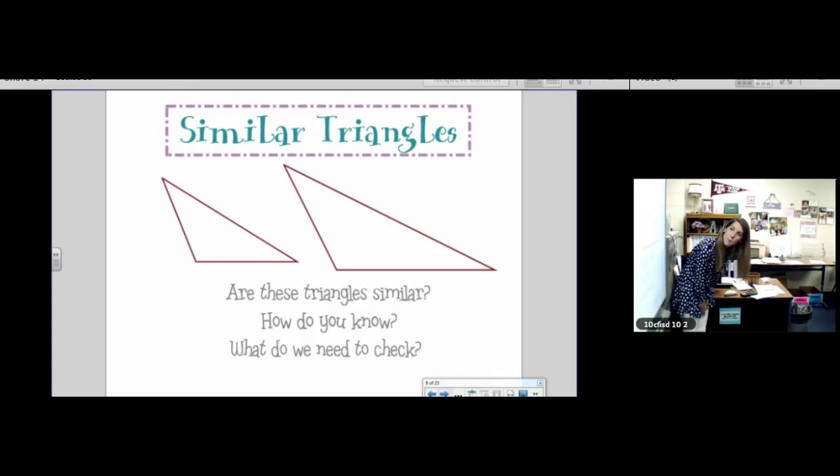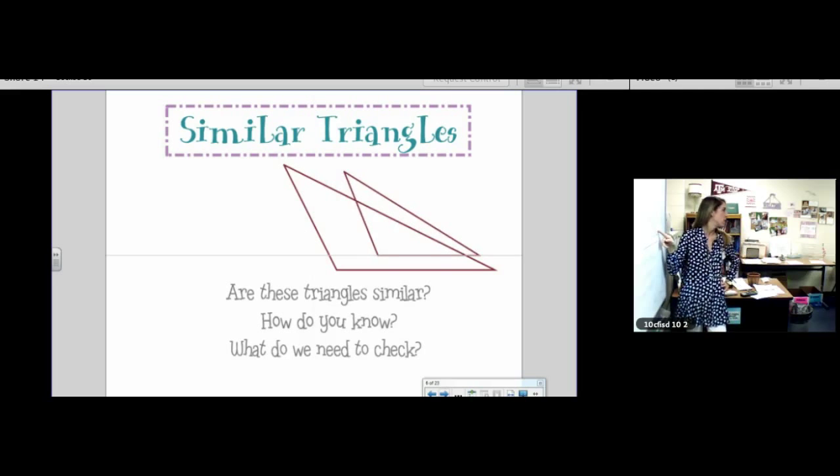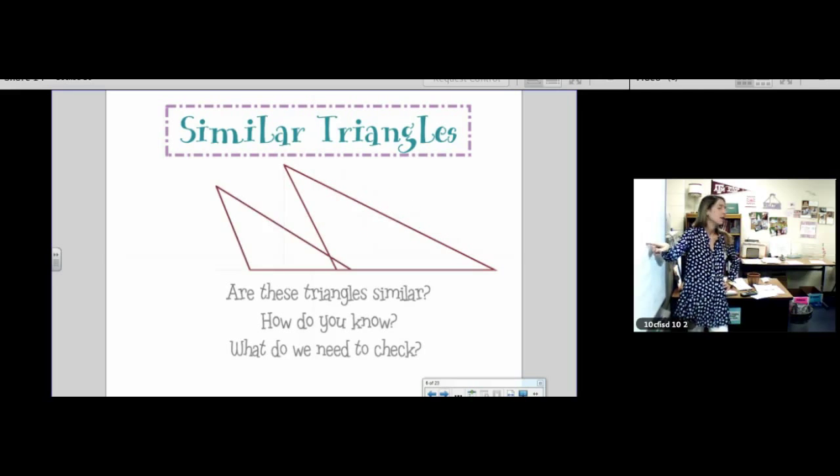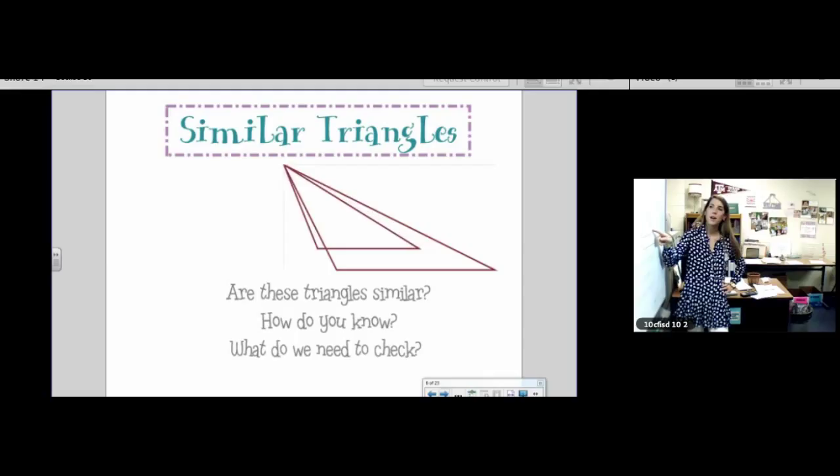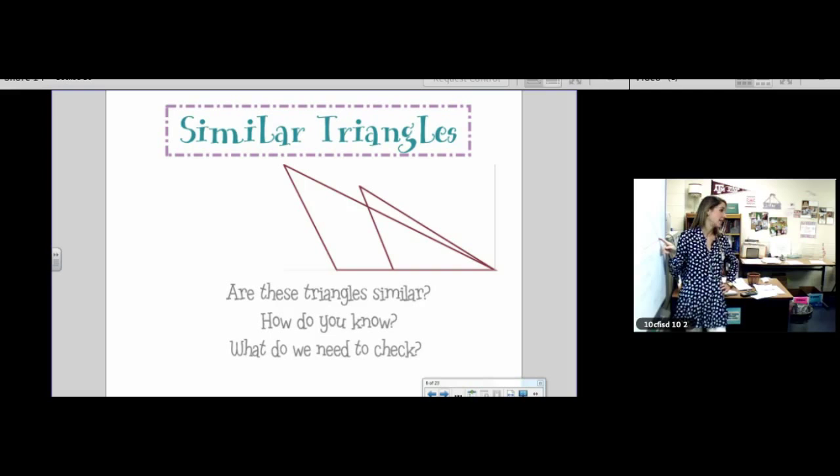All right, similar triangles. Now, are these triangles similar? No. It looks like an enlargement or a reduction. How do we know though? Just like congruent triangles, how do we know? What would I need to compare? What did we just learn? The angles should be the same. It's not. Uh-oh. The angles have to be the same. And what has to be true about the sides?